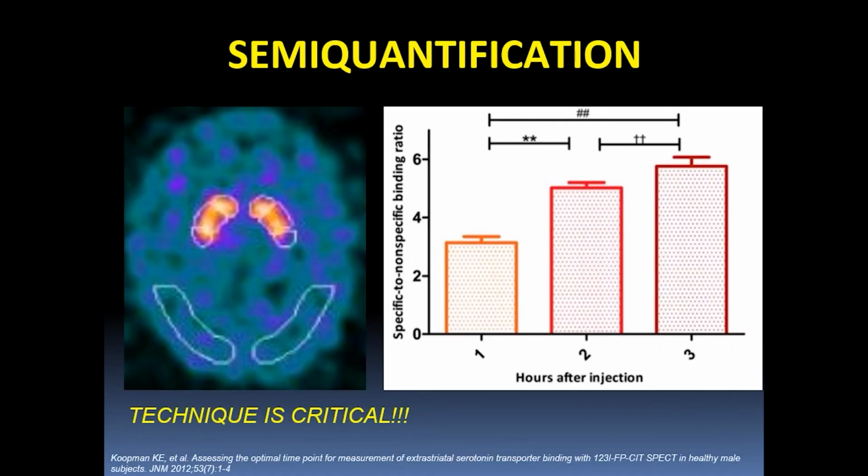Other things you need to take care of with quantification is the time from uptake to imaging. You see here in the study of healthy males, they looked at the specific binding ratio at 1 versus 2 versus 3 hours, and it showed the value increases with time. So it's important to wait the recommended full 3 hours before imaging. You also want to try to use that same time delay on future exams so you can have accurate comparisons to prior studies.